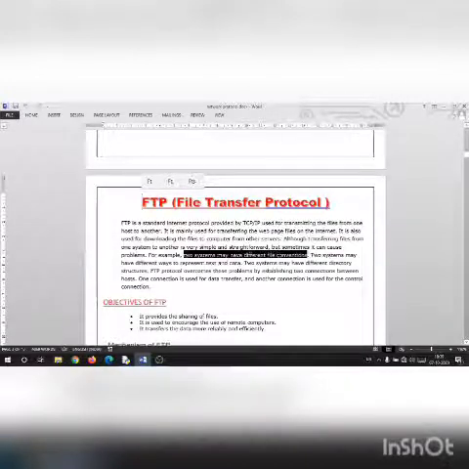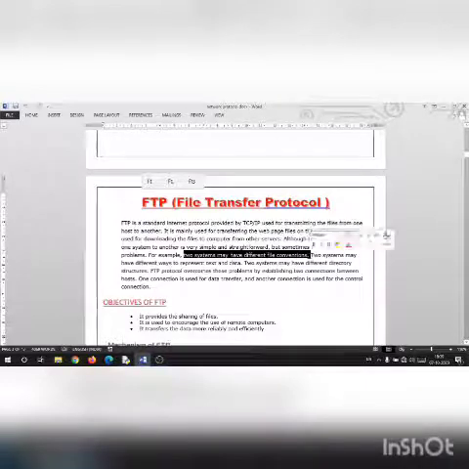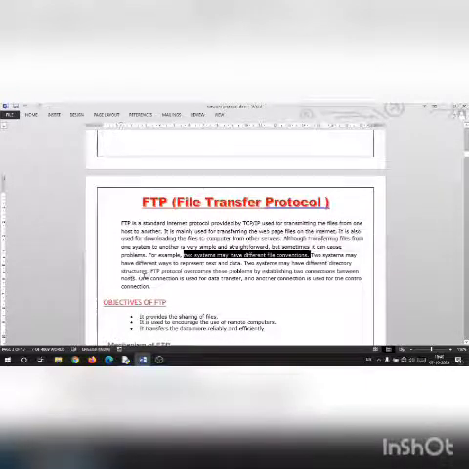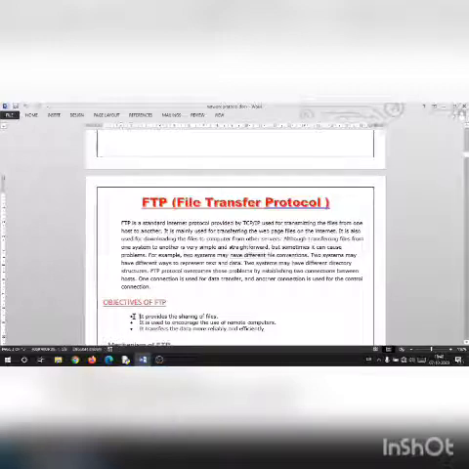Whether it is file convention, whether it is different ways of representing data, whether it is a different directory structure, or authentication problems, all these things will be managed by the control connection, and the transferring of data will be managed by the data connection. Okay, so the objective of FTP is sharing of files.